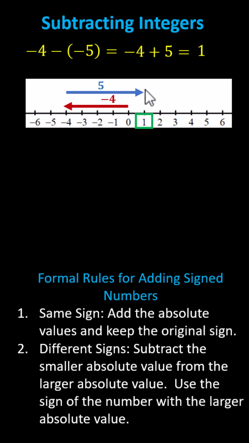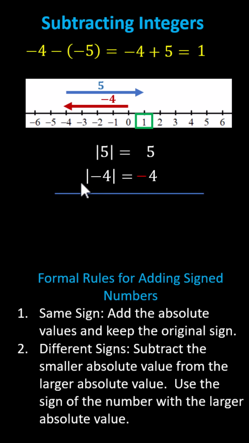Using the formal rules, we consider negative 4 plus 5. Notice positive 5 has a larger absolute value. The absolute value of positive 5 is 5. The absolute value of negative 4 is 4, and we subtract 4 from 5, which is positive 1. And because positive 5 has a larger absolute value, we keep the 1 positive for the original difference, as well as the sum.